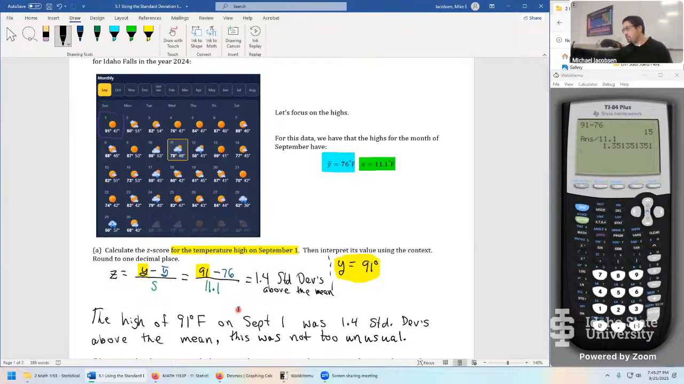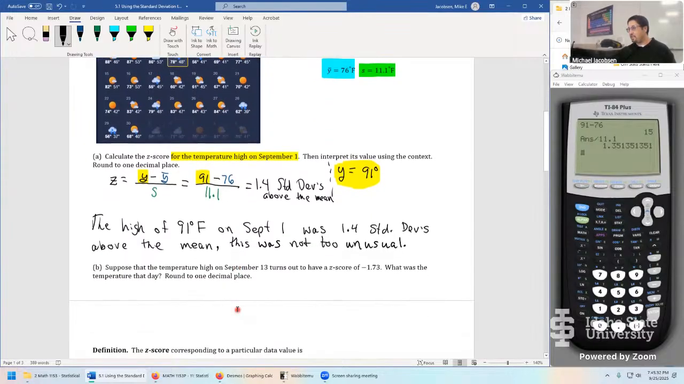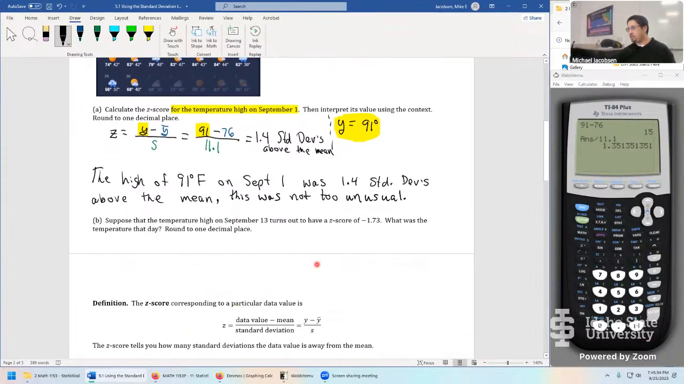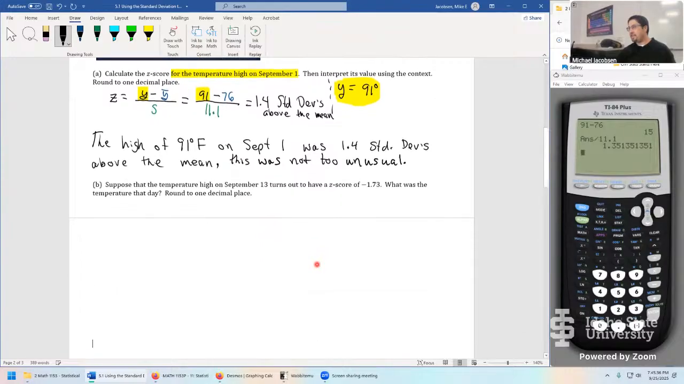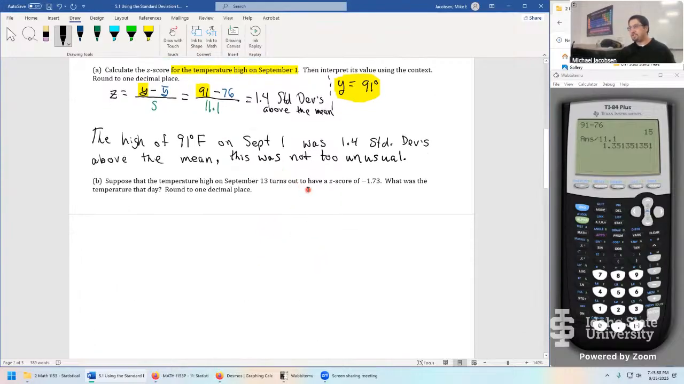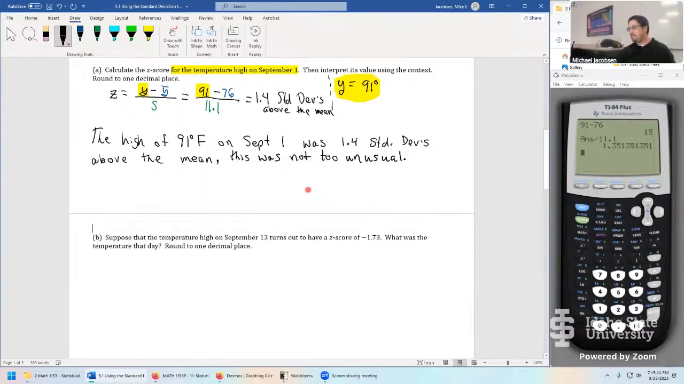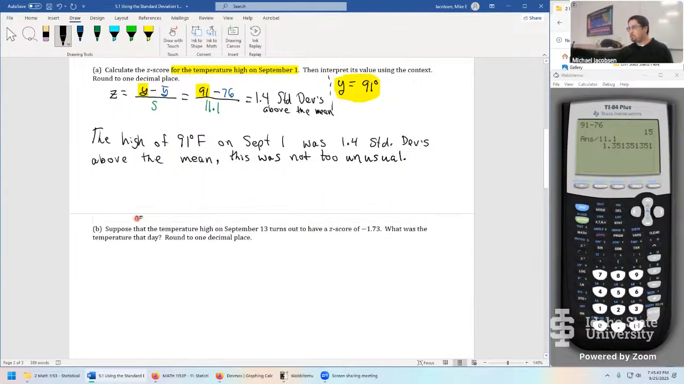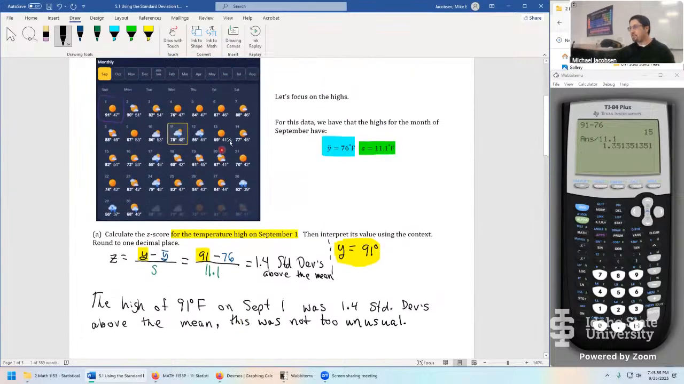Okay. Well, this question can be asked in a lot of different ways. So we're going to see another example after this one. And often there's multiple parts as well. Here's another way the question can be asked, which is slightly annoying, because this one says, suppose that the temperature high on September 13 turns out to have a z-score of negative 1.73. And it's a suppose because we're making up information. We're just saying, what if? What if it had that z-score negative 1.73? We know what the temperature was.